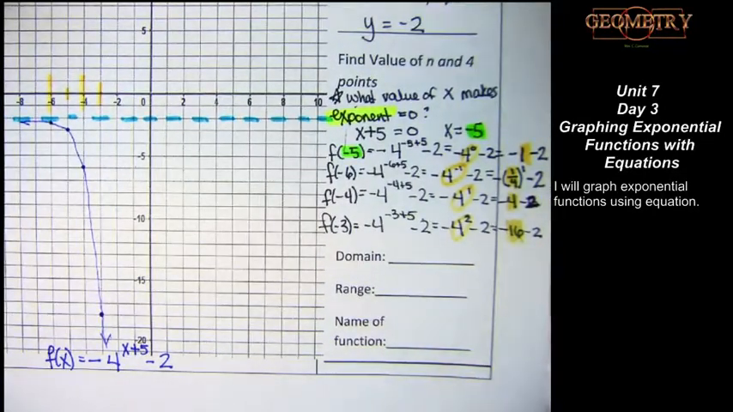Did you say that it was 18? Yes, ma'am. Questions on this before I move forward? Okay, good. So now, -3, -18. Yeah, -3, -18, yes, sir.